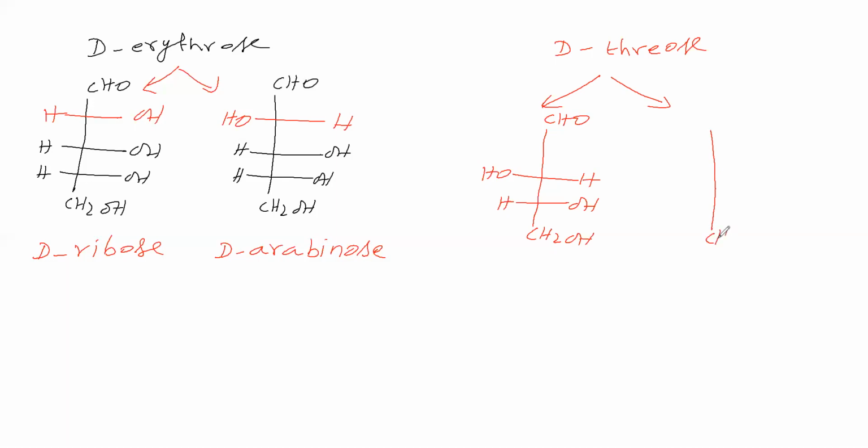Next again we will write D-tetrose. Here CH2OH. Here chiral carbon HOH. HOH we have written. Next chiral carbon OHH. Here the functional group is aldehyde. So both are D-tetrose. Let us introduce a chiral carbon in both cases. Here we will write HOH. Here we will write OHH. Like this we have written.